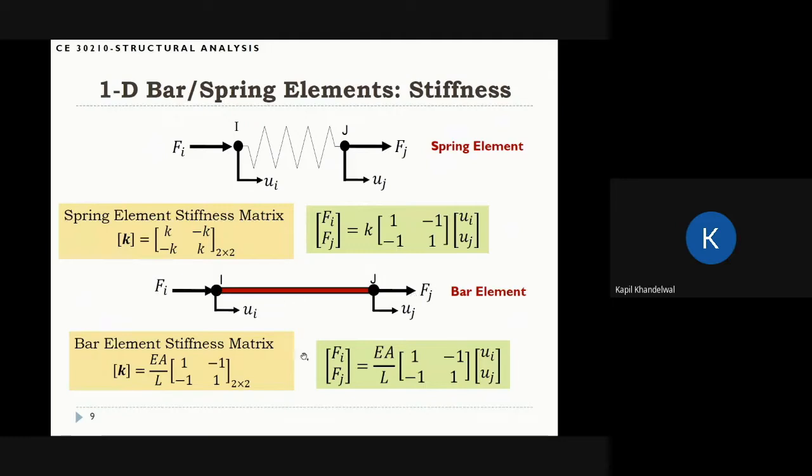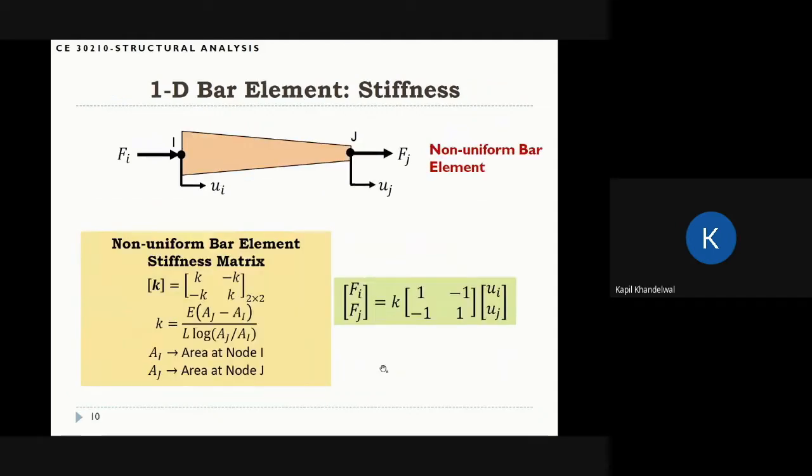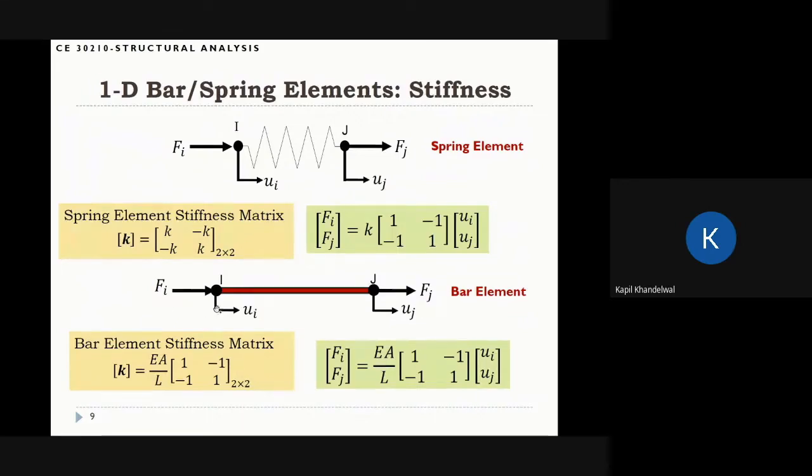Again, for the bar members, when we derived that coefficient EA by L, we assumed that the area of the member is not changing, so the area is uniform across the length. Also, E, the modulus of elasticity, is not changing along the length of the member. And here L is the length of the member. So you can think of the stiffness coefficient as EA by L. This is the stiffness coefficient for a bar member with a uniform area.